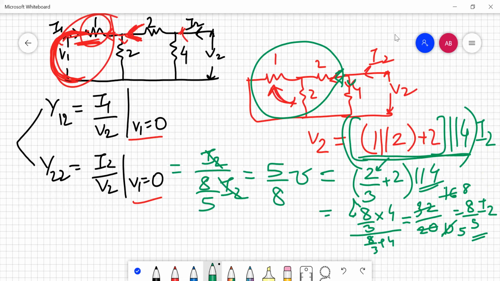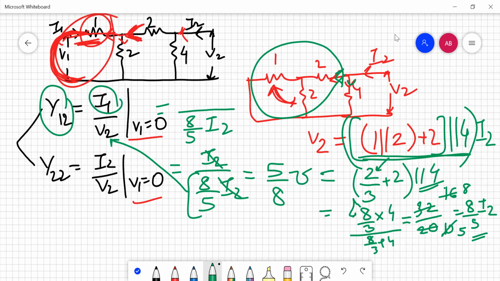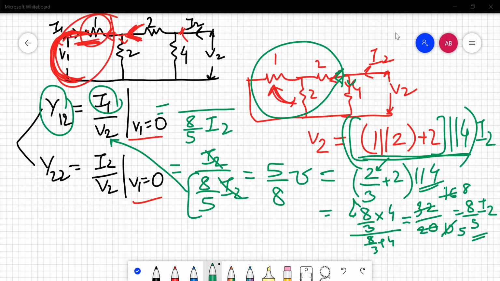So the last parameter that I am going to calculate is Y12, and mind it, this same value we are going to put over here. So I will just be writing here 8 by 5 I2. And now I need to calculate the value of this I1 in terms of I2, as we did in our previous case of Y21. So let me just rub it here, and then we will calculate the value of Y12.